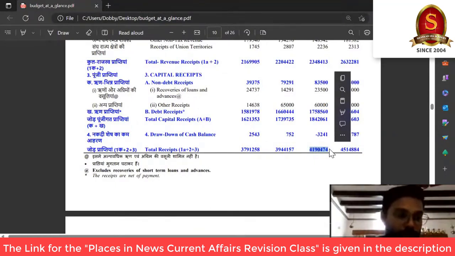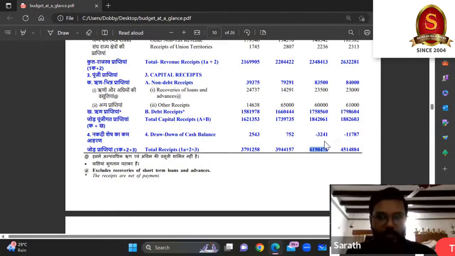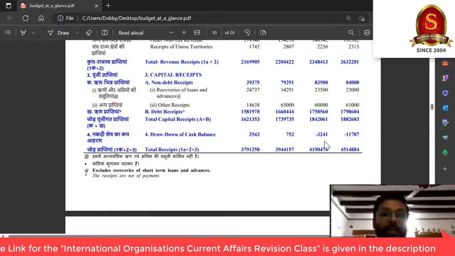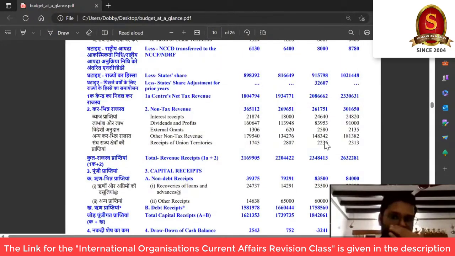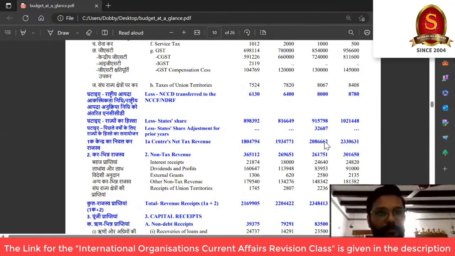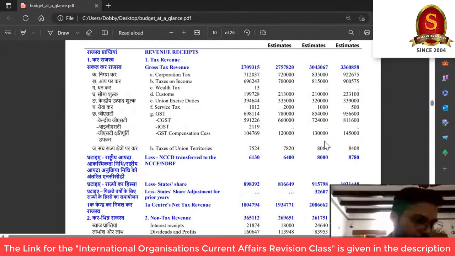So it need not always be the same. It need not always tally. Ideally, it should. If it does, that's what is called fiscal marksmanship. If it doesn't, we are deviating from the fiscal targets that we have, slightly deviating, which is not ideal. Okay. Lack of fiscal prudence is something that you might come across.